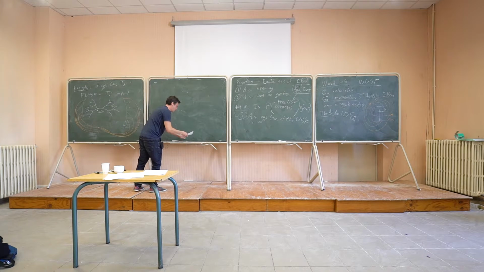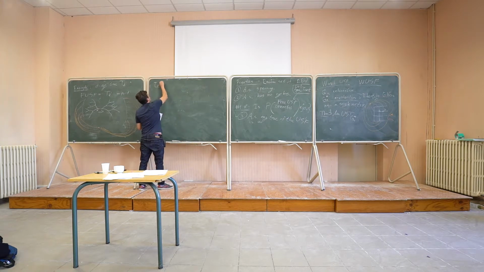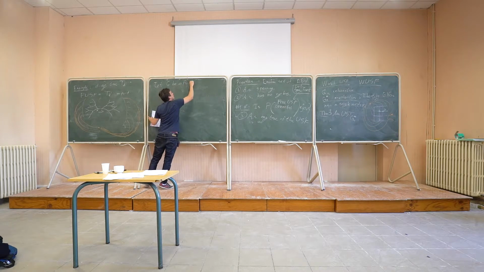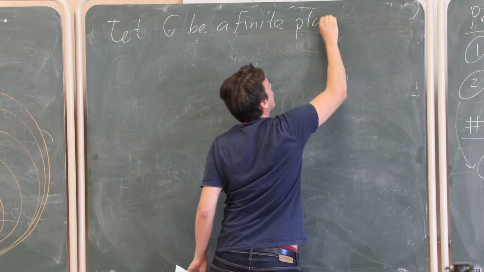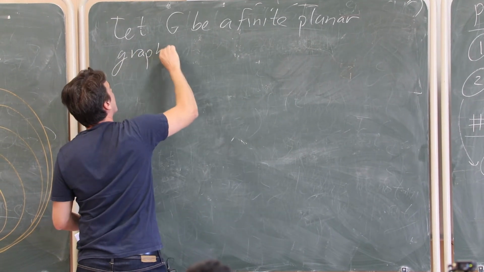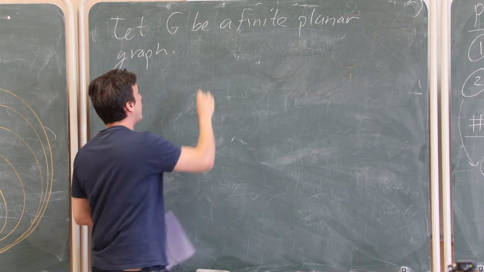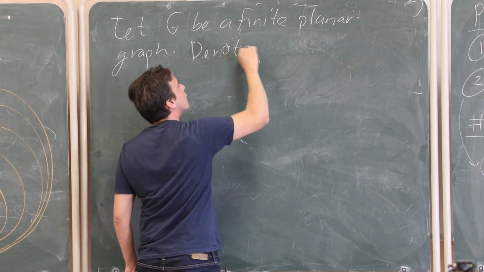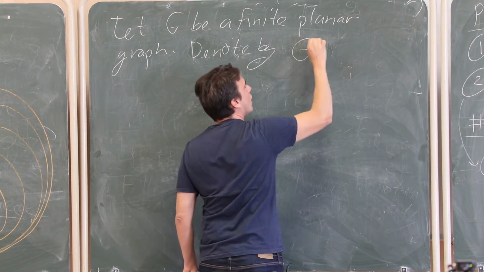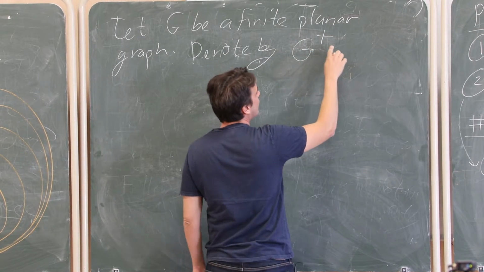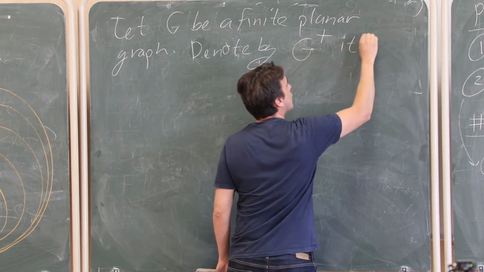So let G be a finite planar graph or map. And I denote by G cross, this is the standard nomenclature, its planar dual.